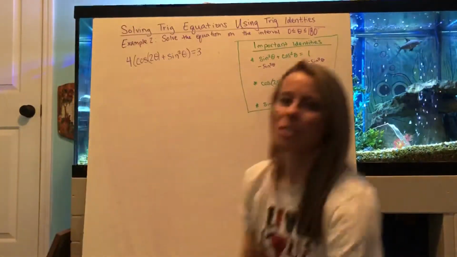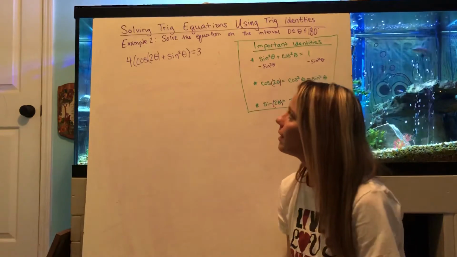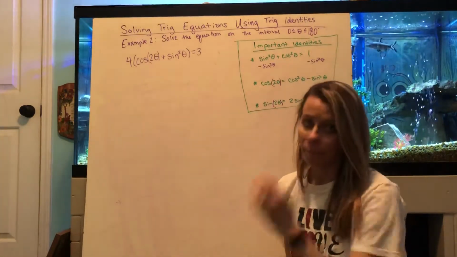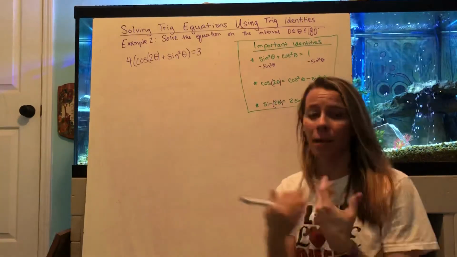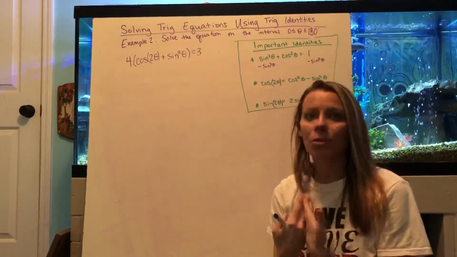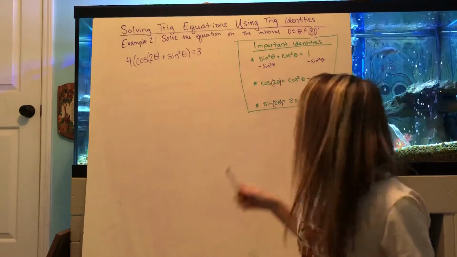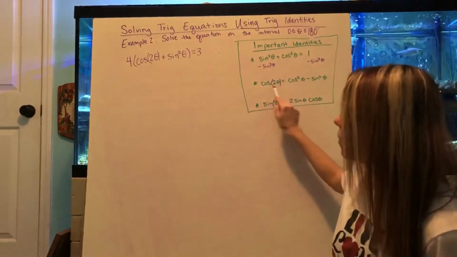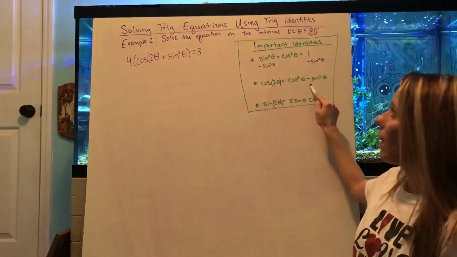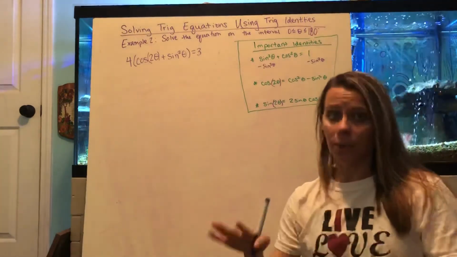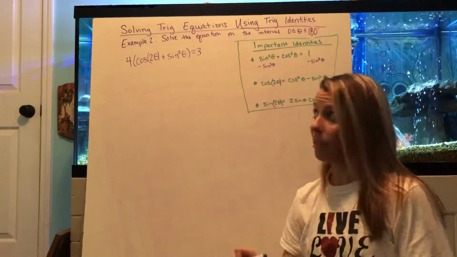Hey, example 2, solving with trig identities. I'm going to give you a tip. Anytime you see something like cosine 2 theta, the double angle, usually you want to get rid of it. So I'm going to take my cosine 2 theta, and I know that identity is cosine squared theta minus sine squared theta. So I'm going to get rid of it because I don't want to mess with it.